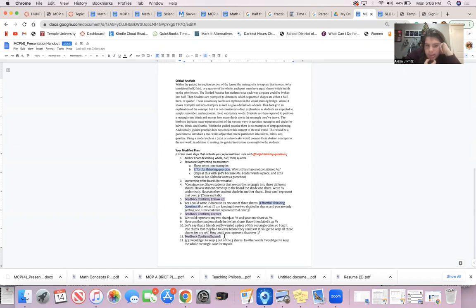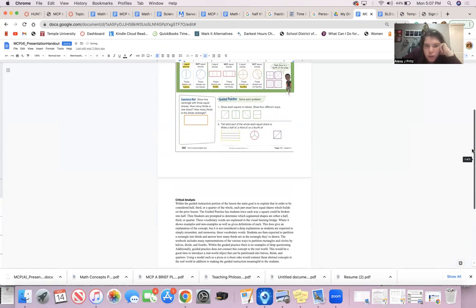Let's say that 2 friends really want a piece of this rectangle cake. So I cut it into thirds. But they had to leave before they could eat it. So now I get to keep all 3 shares for myself. How would you represent that over 3? So again, this goes into answering this question up here.